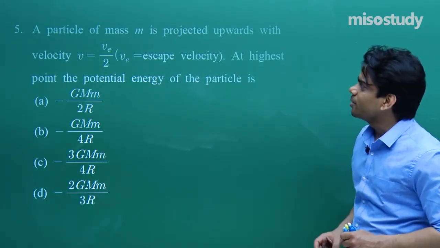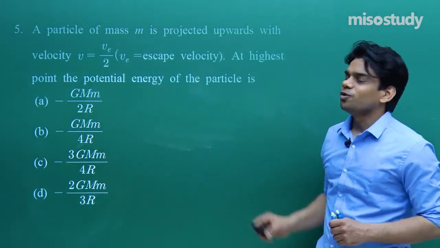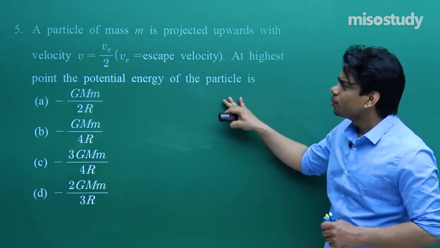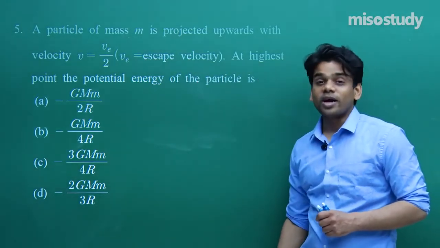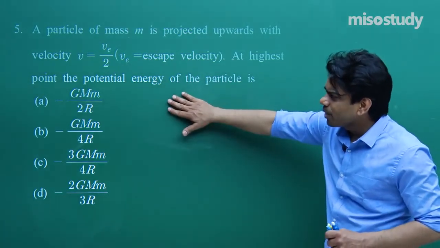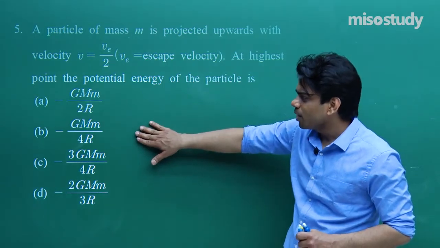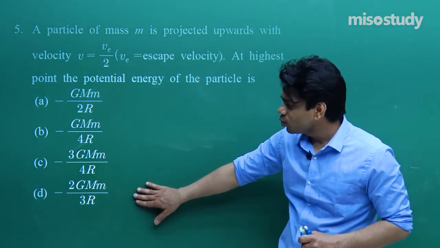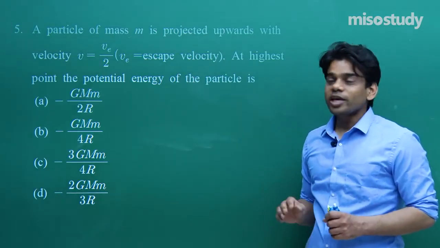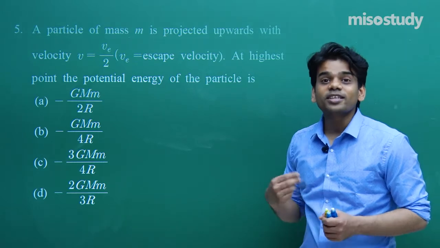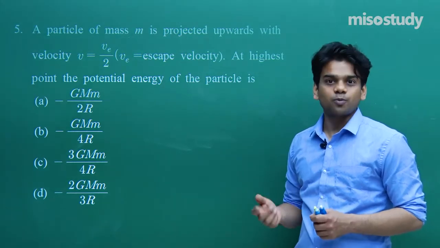A particle of mass m is projected upwards with velocity v equals v_e by 2, where v_e is the escape velocity. At the highest point, the potential energy of the particle is, we need to find out. Options: A, minus GMm by 2R; B, minus GMm by 4R; C, minus 3 by 4 GMm by R; D, minus 2 by 3 GMm by R. So you have to find out the potential energy of the particle at the highest point.